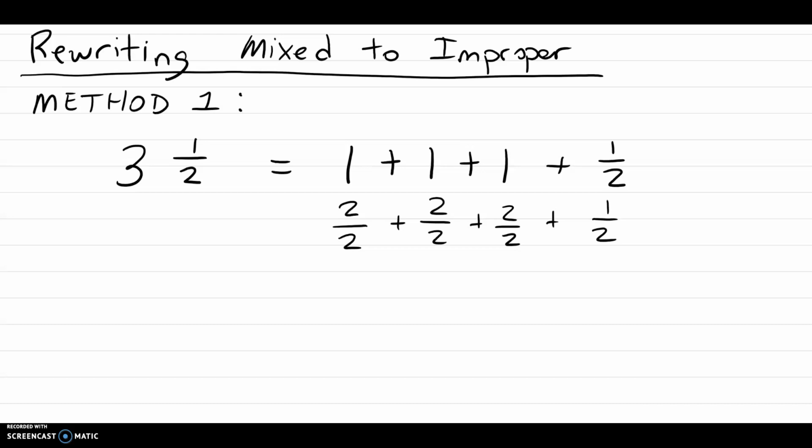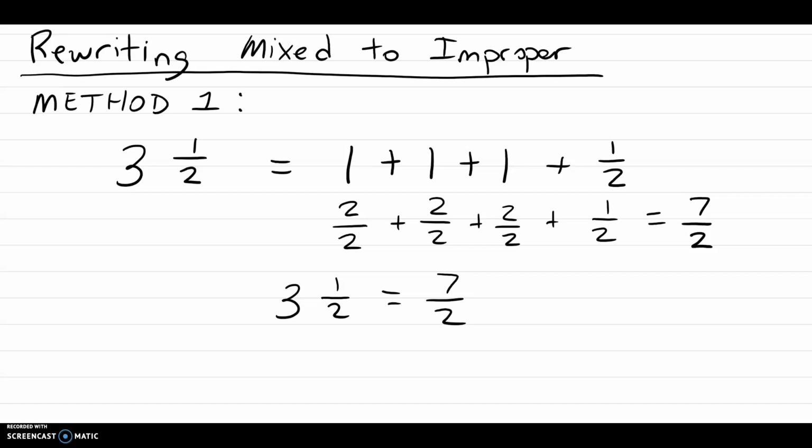So this is the same representation of this number. It's an equivalent method. Now I can just add the fractions. When you're adding fractions, you just add the numbers on the top. The denominator stays the same. So I can add 2 plus 2 plus 2 plus 1, and that gives me 7 over 2. So 3 1/2 is equal to 7 halves. It's the same number. They represent the same thing, they're just written in different forms.